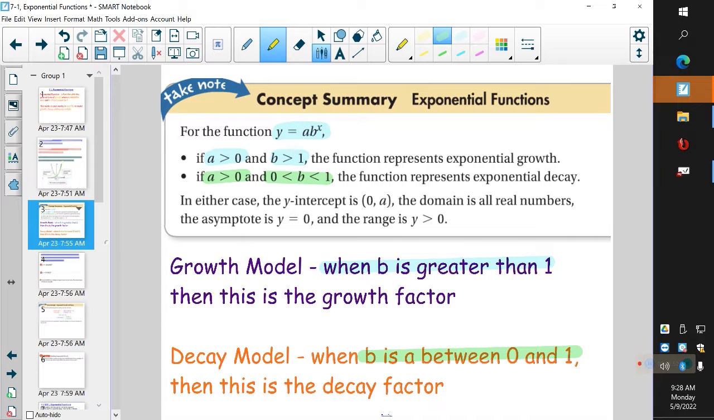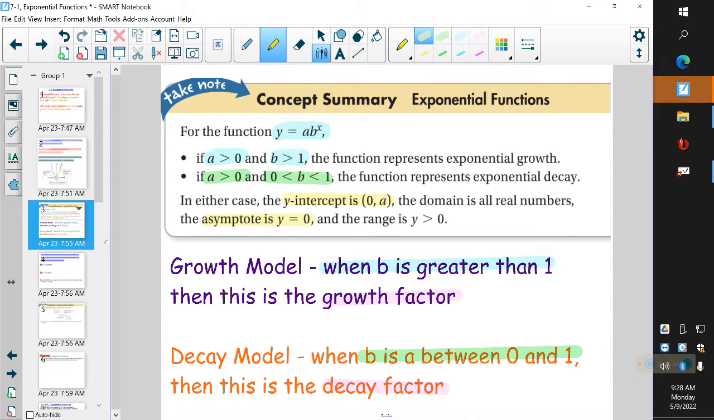Now, we have what we call our growth factor and our decay factor. That is actually going to be our value that we're going to be looking for, and I'm going to talk about that here in a second. The biggest thing I need your brain to understand is your y-intercept is always 0, a, and then you're going to have an asymptote at y equals 0.